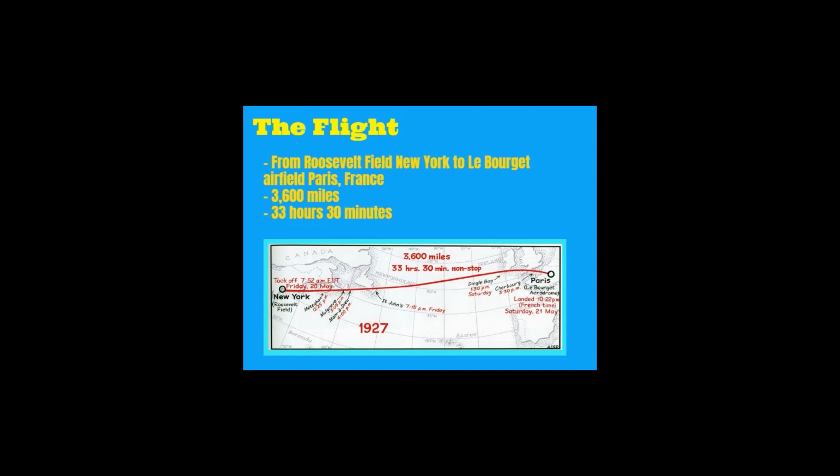Charles Lindbergh's transatlantic flight would start in New York, where he took off from Roosevelt Field, and end in Le Bourget Airfield in Paris, France. The total flight would consist of 3,600 miles, and he would do it in a record-breaking time of 33 hours and 30 minutes. Before he completed this, he had also set the record for fastest time to fly coast-to-coast in the United States, flying from California to New York, which would take him 21 hours and 20 minutes.